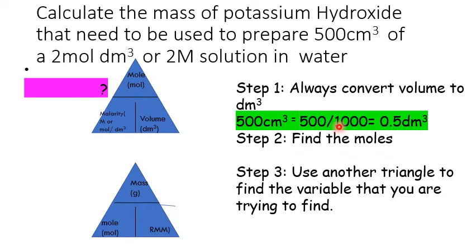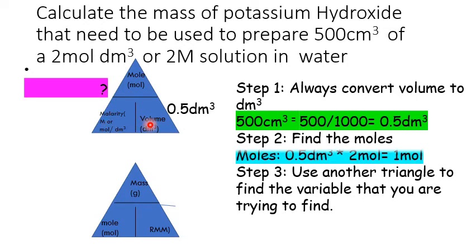The next thing we have to do is find the moles. So I have my triangle here. For me to find the moles, I just need to multiply molarity by the volume. My volume is 0.5 and my molarity is 2 mole per dm cube, or 2 M. Okay, and that is going to give me 1 mole.